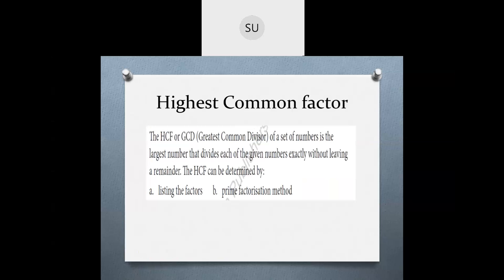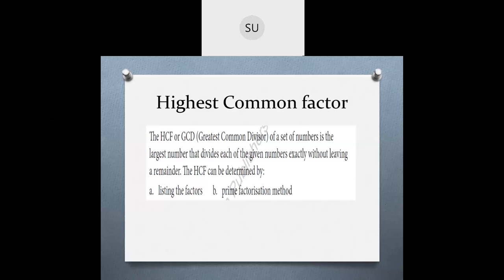Now, next we have something called the highest common factor. So we saw what was lowest common multiple. Now we'll see what is the highest common factor, that is the HCF, or GCD. GCD means the greatest common divisor of a set of numbers is the largest number that divides each of the given numbers exactly without leaving a remainder.